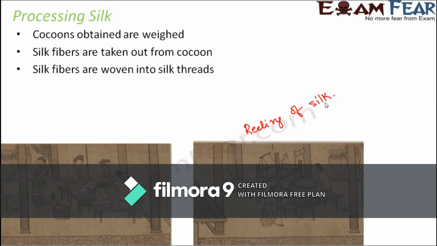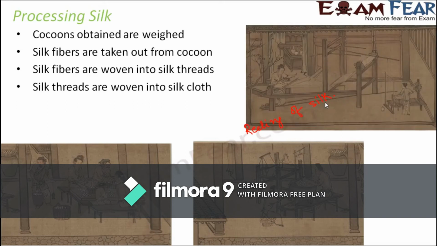Then these silk fibers are woven to form the silk threads. Now once you have the silk threads, I think you all know what happens. The silk threads are then again woven to form the silk cloth. Now once you have the silk cloth, that's it. Now you can just go to the tailor and get it made into a suit or a dress or a sari. So that's how silk is obtained from silkworm.